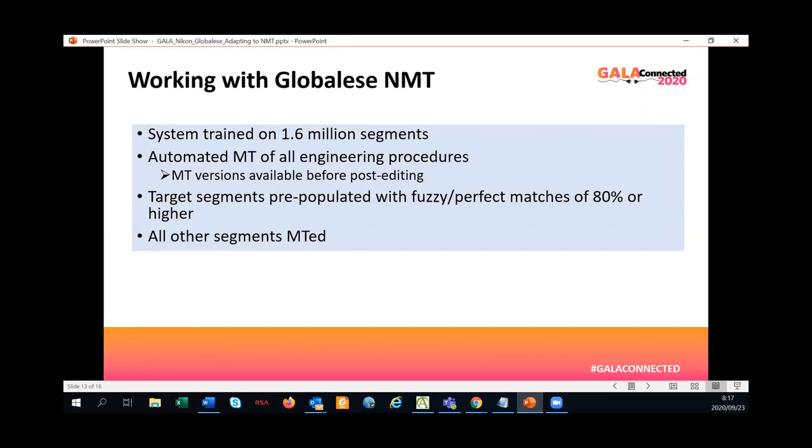And within the TMS target segments, we pre-populate with fuzzy and perfect matches of 80% or higher. When we started initially doing MT, even when we were using SMT, we found that a lot of times translators felt like the fuzzy matches were obviously better than the MT results. That's something we've started trying to revisit in the last 6 months or so, because we found that the MT results were getting good enough that we might have to adjust that, because sometimes the 80% fuzzy match is not better than the MT result. And then anything below that threshold is MT.